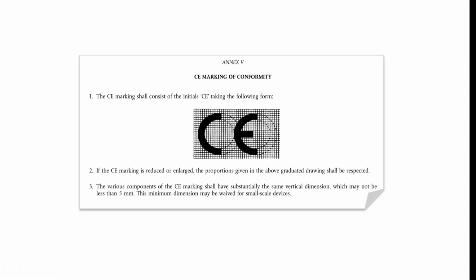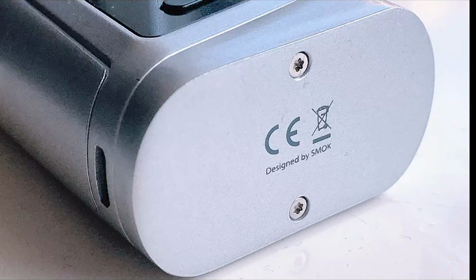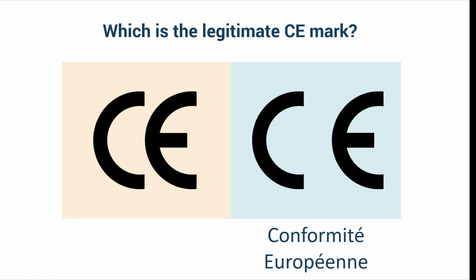And on a product or package that would look like this, or maybe like this. Well, that all looks quite simple, right? But are you able to distinguish a true European CE mark from something else? Is it the one on the left or on the right? Well, it is the right one.